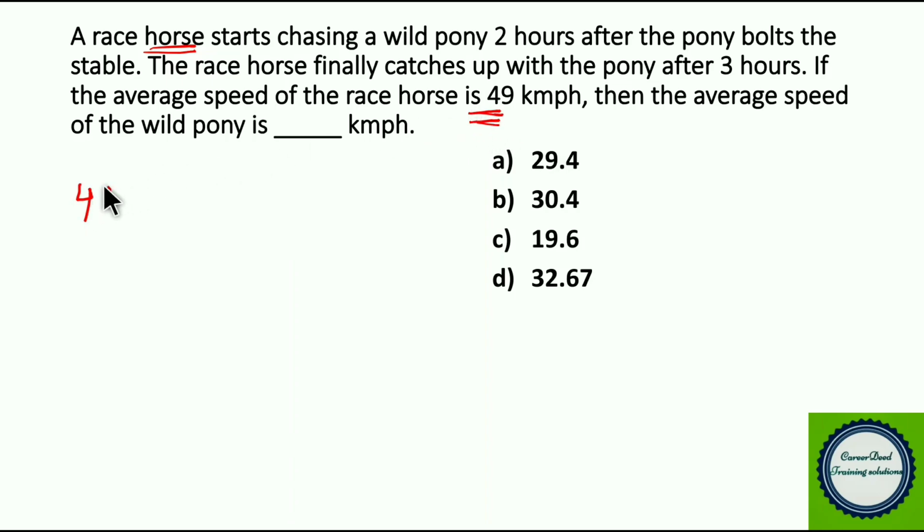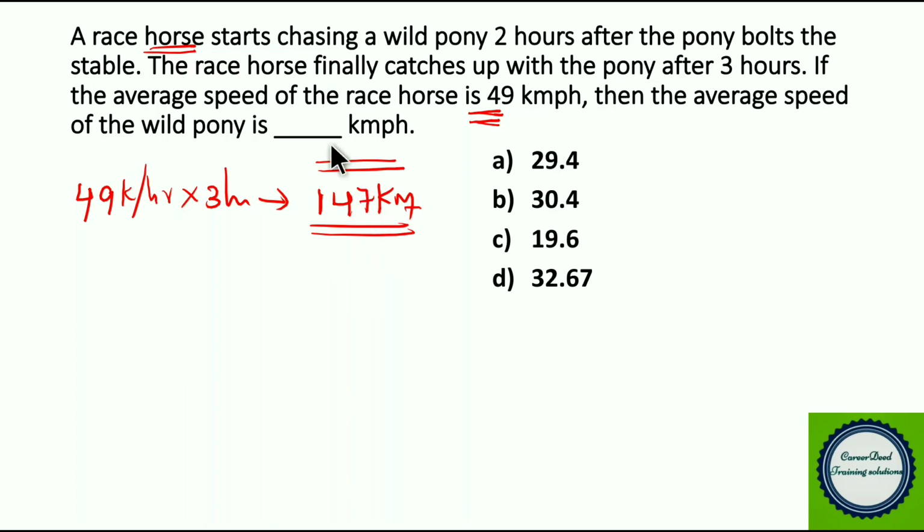So if the race horse travels with the speed of 49 km per hour for 3 hours, it will have covered how many kilometers? So 49 into 3, we get 147 kilometers. So 147 kilometers is the total distance covered by both race horse and pony, because the race horse is chasing the pony only after 3 hours.